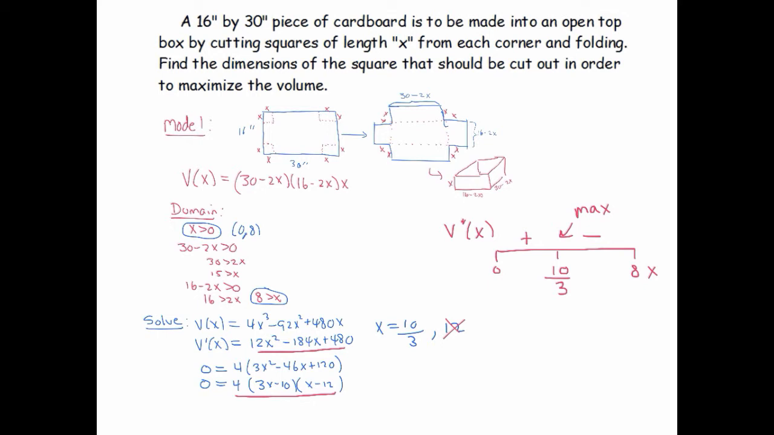All right, and so we're pretty much there. We know we found a max, and therefore we can interpret this problem by saying that, now remember, 10/3 is x, so that corresponds in this problem to the dimensions of the square we cut out. So that means that the square should be 10/3, and the units are inches, by 10/3 inches. And there's our final answer.